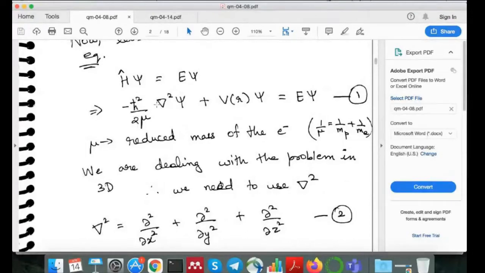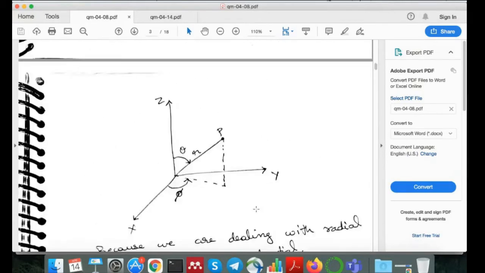And our Hamiltonian was initially written in terms of Cartesian coordinates. So the first thing that we did was to convert the Cartesian coordinates to spherical coordinates, because the potential also varied as 1 by r. So there is a kind of radial symmetry, so it would be easier to deal with the Hamiltonian in terms of spherical coordinates. That is the first step that we did.